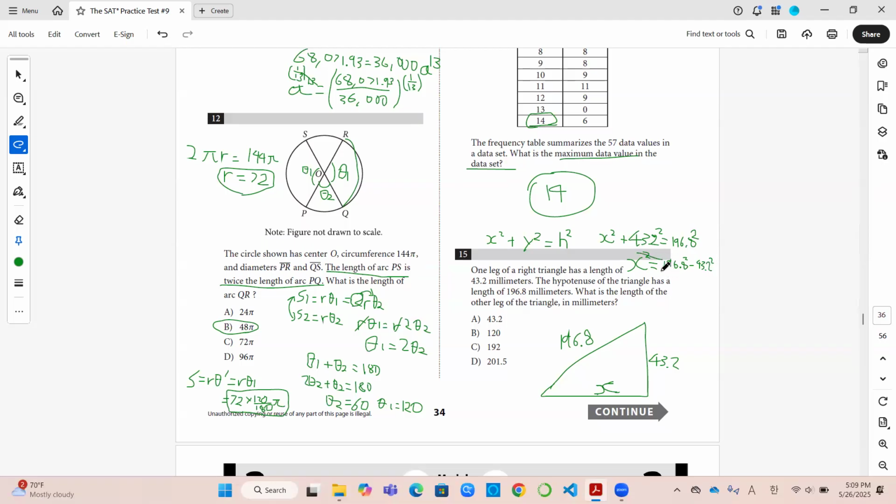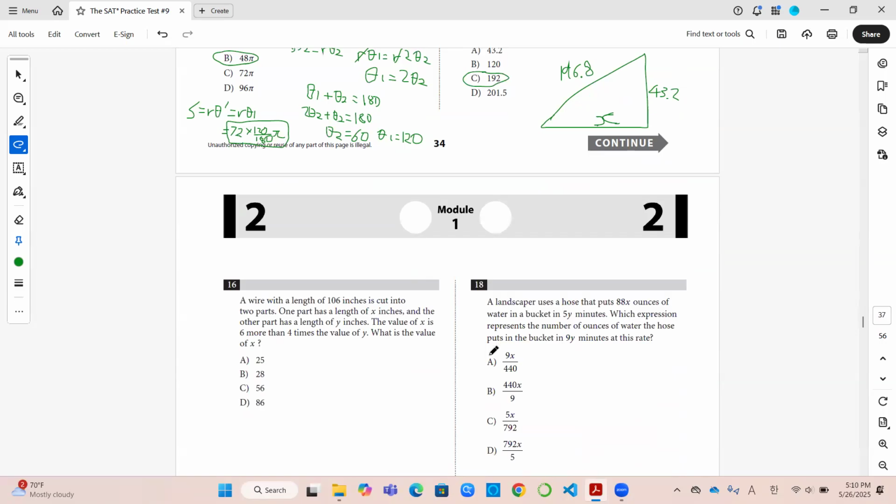And to get rid of the x squared, all you got to do is take the square root of all of this. So x is equal to the square root of 196.8 squared minus 43.2 squared. Please punch that in your calculator and you'll get 192. x equals 192. So the correct answer for question 15 is C, C as in cat.